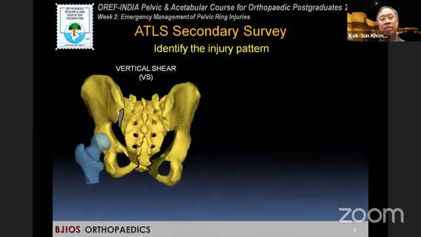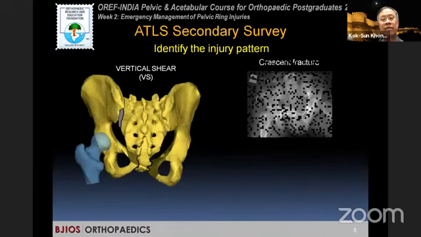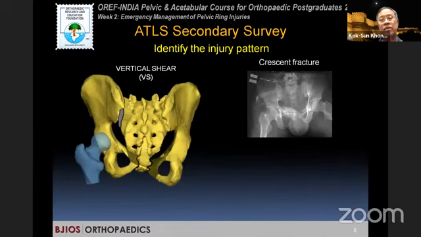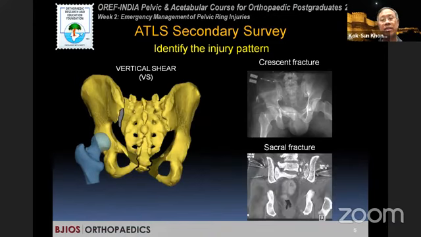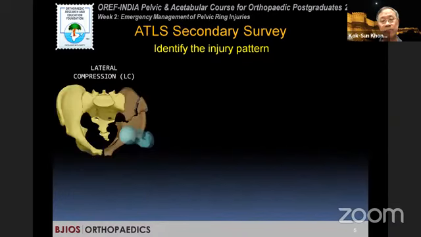The second type is the vertical shear, usually from a fall from height. The associated injuries are crescent fracture and sacral fractures. So what happens is, when you think of vertical shear, think of neurologic injuries. So examine the extremities very well and document them if possible.